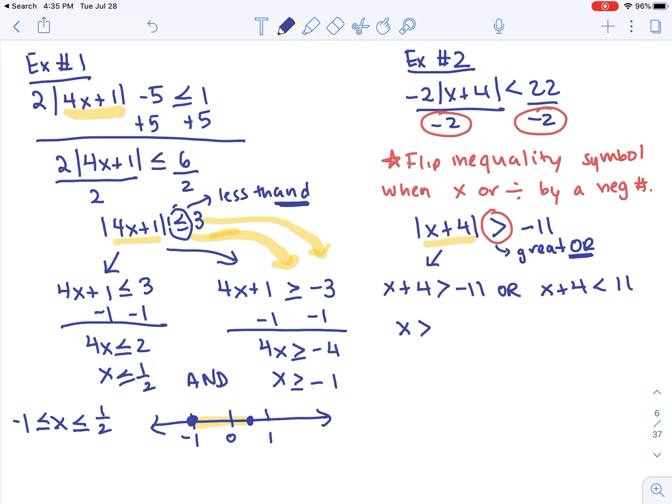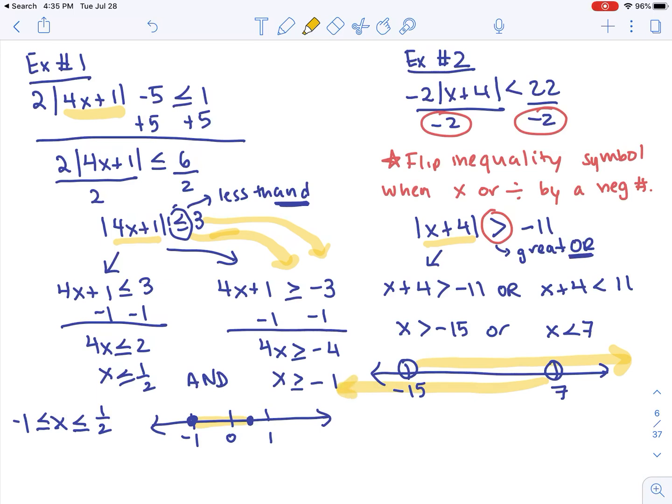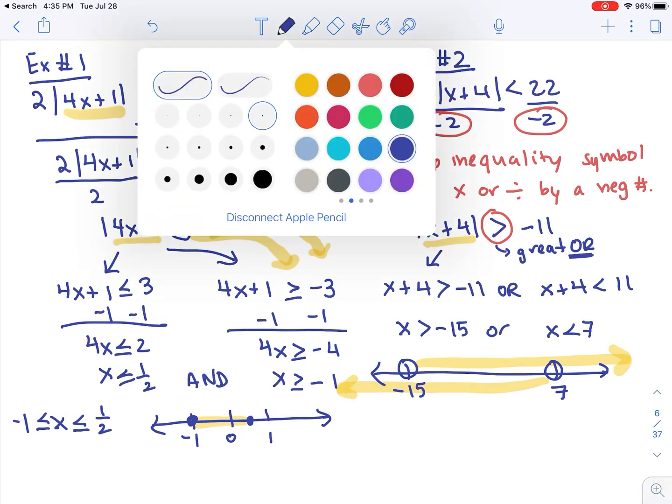So now if I continue to solve the rest of the way, it's x is greater than -15 or x is less than 7. So on a number line, x is greater than -15 or x is less than 7. Okay, so let's think about what that means. If it's greater than -15, it could be any solution. Let me put an open circle here, could be any solution greater than negative 15, which is over to the right, or any solution less than 7.